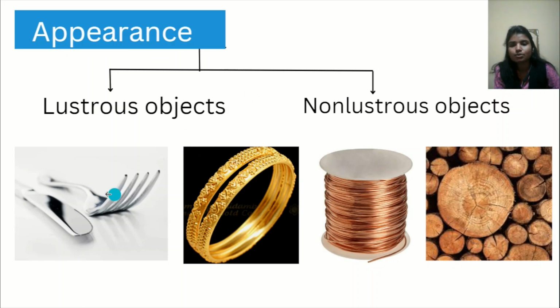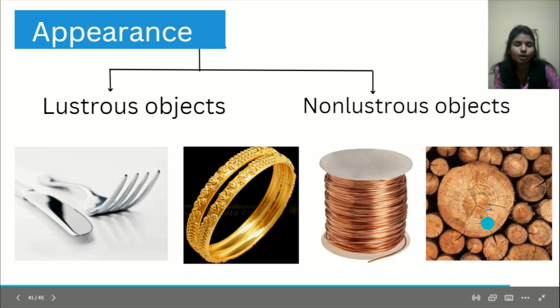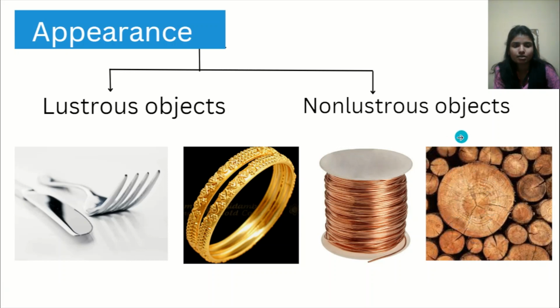Lustrous objects include mostly metals. Here the fork and knife, the bangles and the copper wire are lustrous objects, and non-lustrous is like this wood log. It is not a shining one, hence it is non-lustrous.